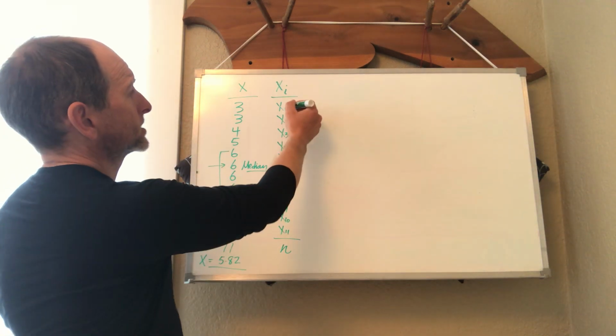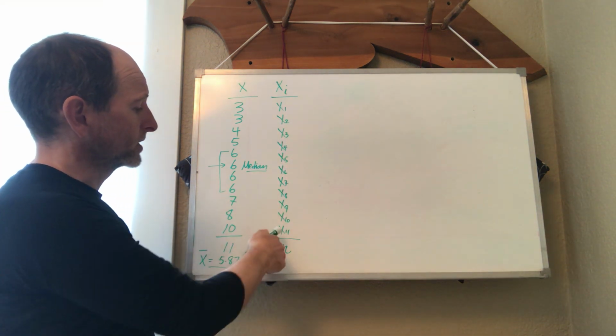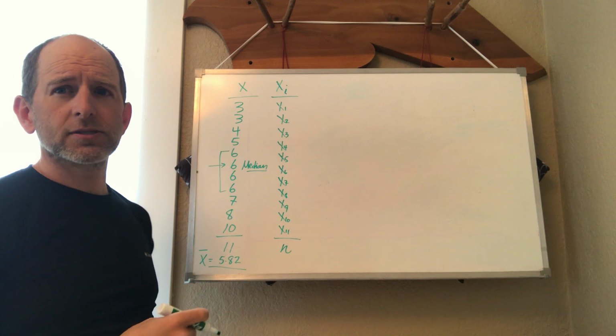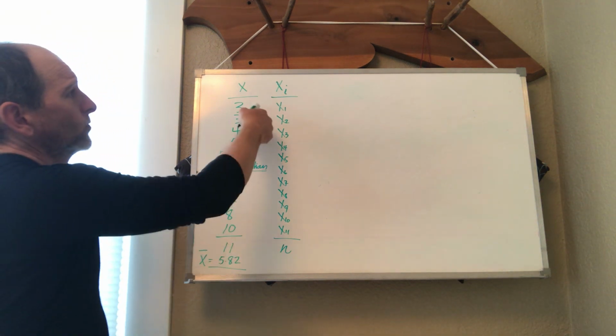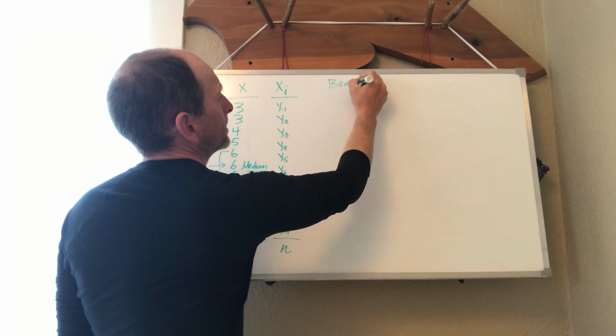So last time I talked about how an x sub i could be any observation. Here I've got 11 observations. Before, we said, what if we were measuring bird beak size?